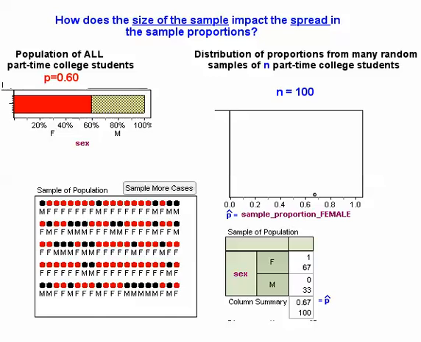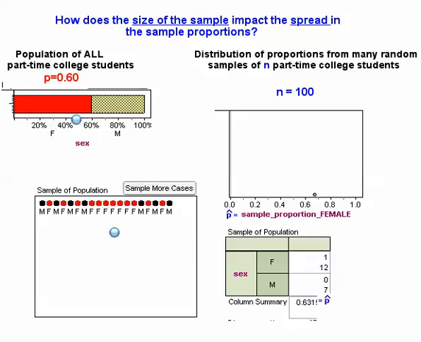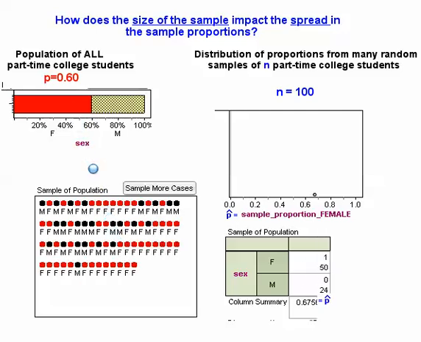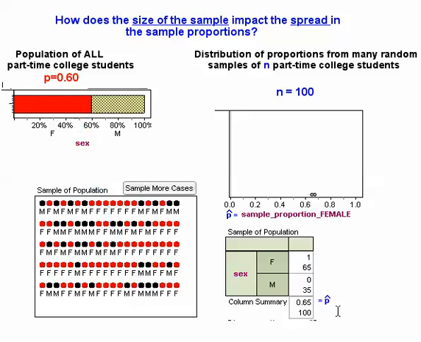Let's see what happens now as we collect a random sample. Here I have 100 randomly selected part-time college students. For this particular sample, I get a sample proportion of 0.65. I've graphed that above. I've now turned the animation off so that we can collect samples more quickly.